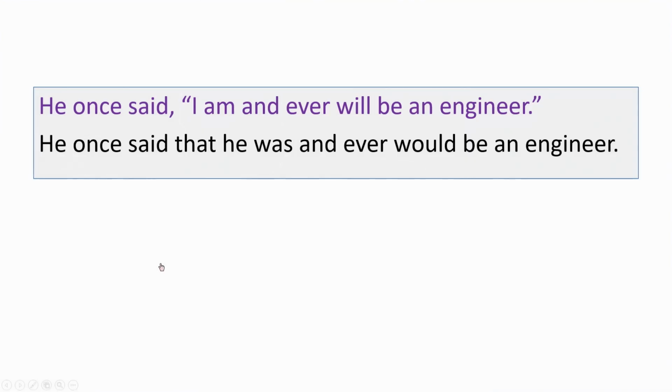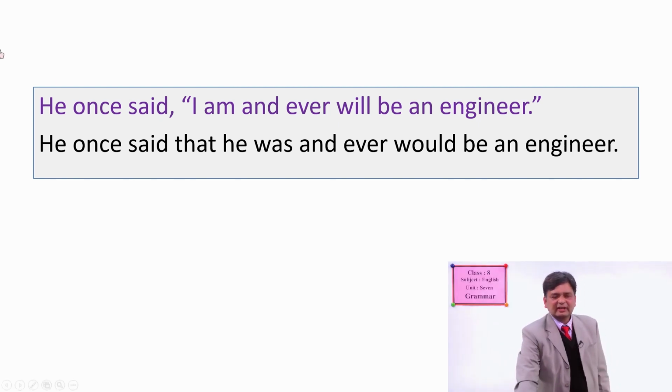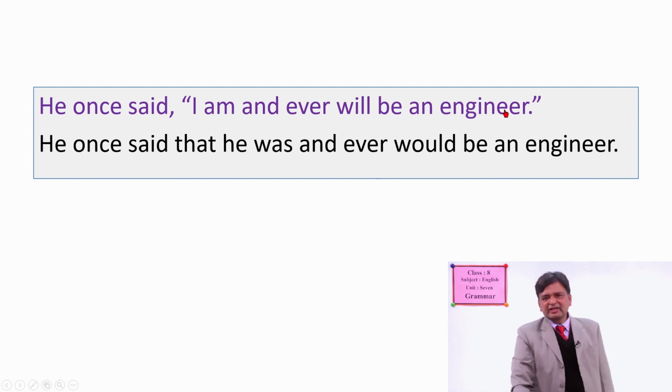So he once said, he here in this case is Neil Armstrong himself, right? So what Neil Armstrong once said, so let's have a look. He once said, after that we have a comma here, and inverted comma starts from here, and the thing he has told is here up to the end of this sentence and inverted comma. Okay, so he has said, I am and ever will be an engineer.